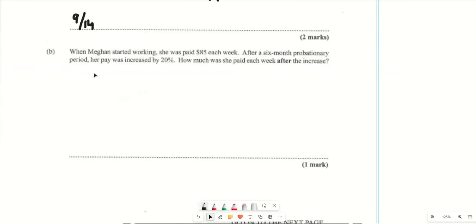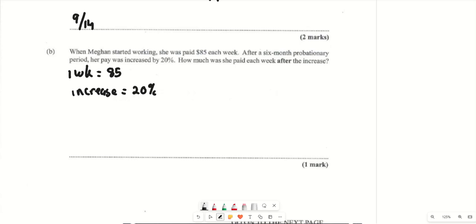Let's look at part B. When Megan started working, she was paid $85 each week. So that first statement means 1 week is equal to $85. After a 6-month probation period, her pay was increased by 20%. So increase is equal to 20%. How much was she paid each week after the increase?